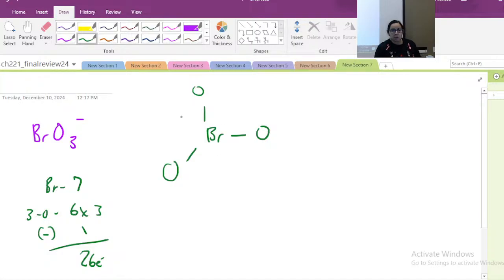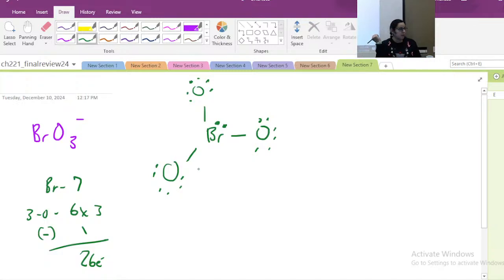Yeah, so I probably wouldn't put a triple bond, but what if we just start with a single bond? Let's just start with the simplest. Fill in our electrons, so let's get to 26. 1, 2, 3, 4, 5, 6, 7, 8, 9, 10, 11, 12, 13, 14, 15, 16, 17, 18, 19, 20, 21, 22, 23, 24, 25, 26. So this is one structure.